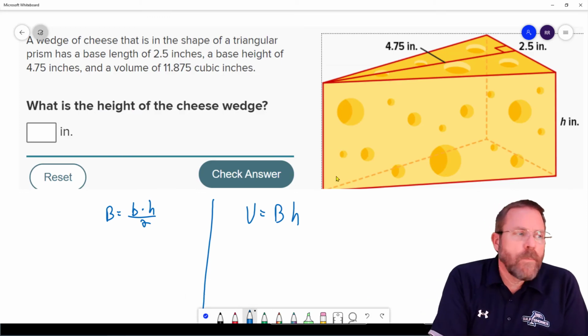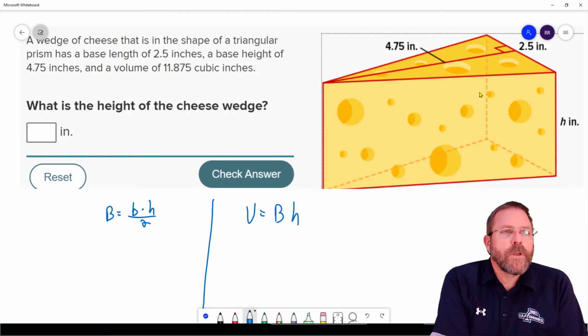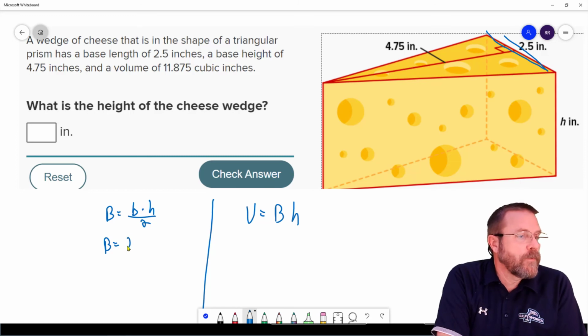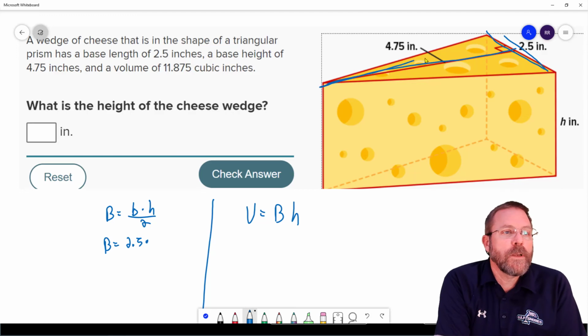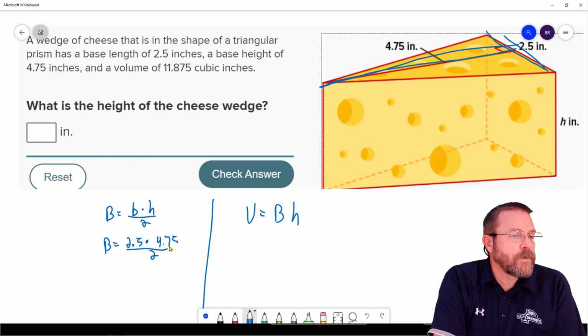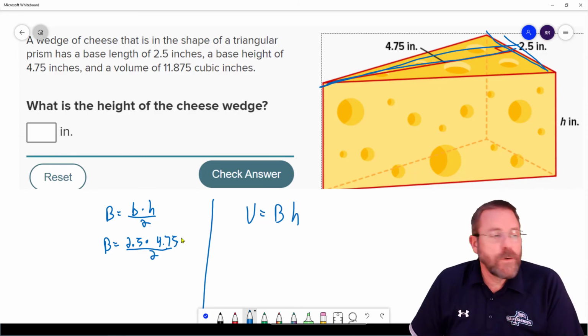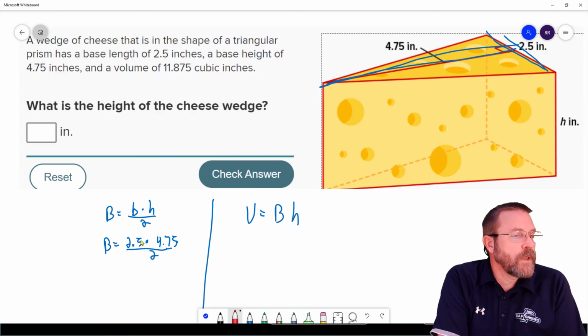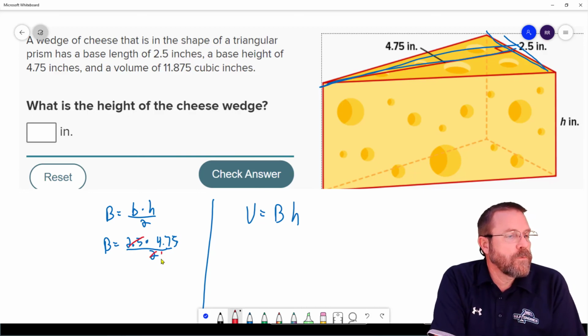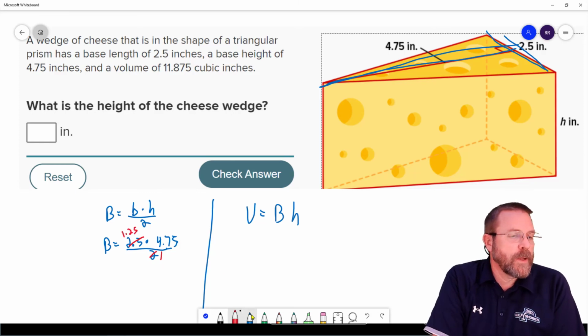Okay, I've set up my problem. First thing I want to do is find the base area of the triangular piece. So that's going to be base area is equal to, this distance right here is 2.5 for my base, times my height is this distance right here, which is going to be 4.75, all divided by 2. Now I have choices how I want to do this, but I can see some real simple simplification here where I can say 2 goes into 2 once and 2 goes into 2.5, 1.25 times.